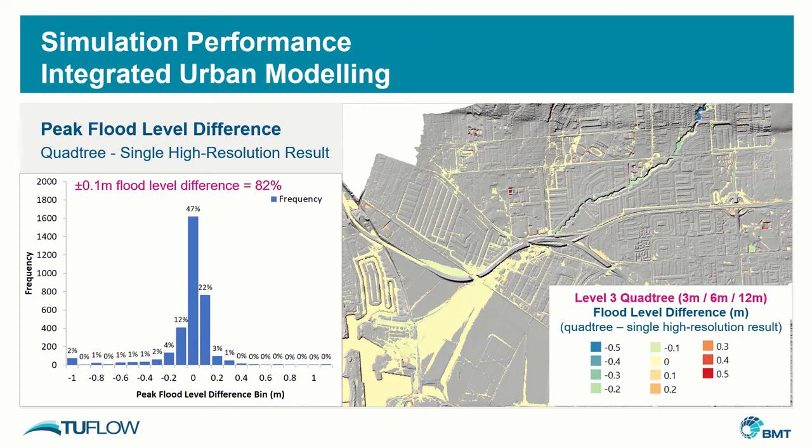Now looking at the level 3 nest result, they are very similar. On the right you can see it's mostly yellow. There is some colouring here and there. When you look at the histogram result, there's an 82% agreement within that plus or minus 0.1 of a metre comparison. Looking at the left-hand side of the histogram, there are a few values that show a pretty significant difference in results. That's in the order of even up to 1 metre difference.